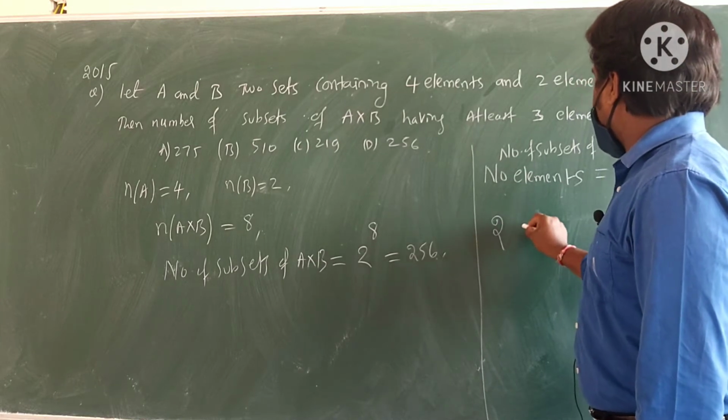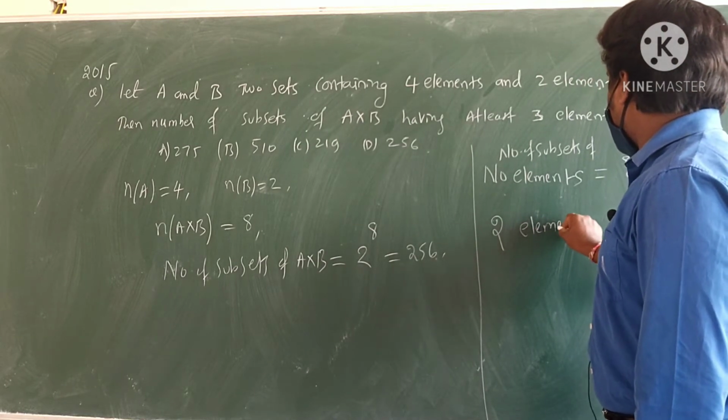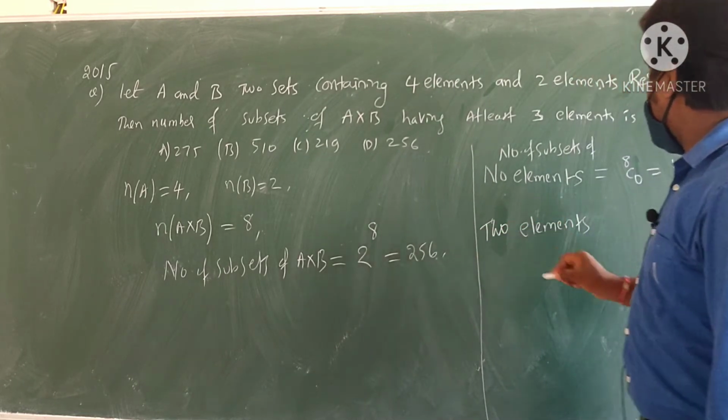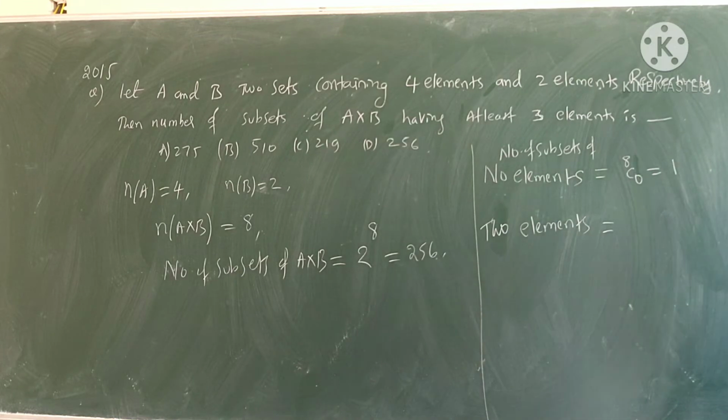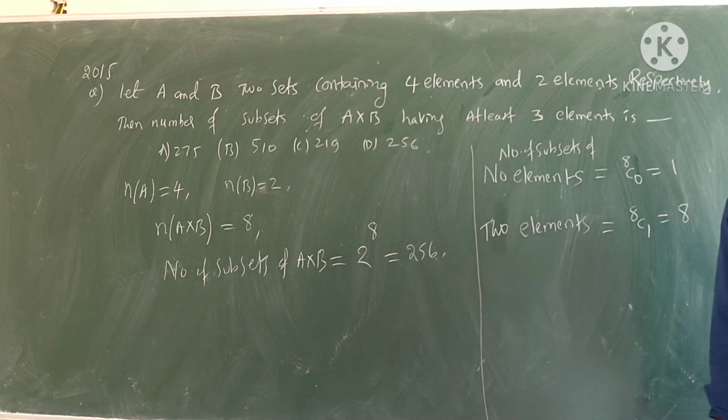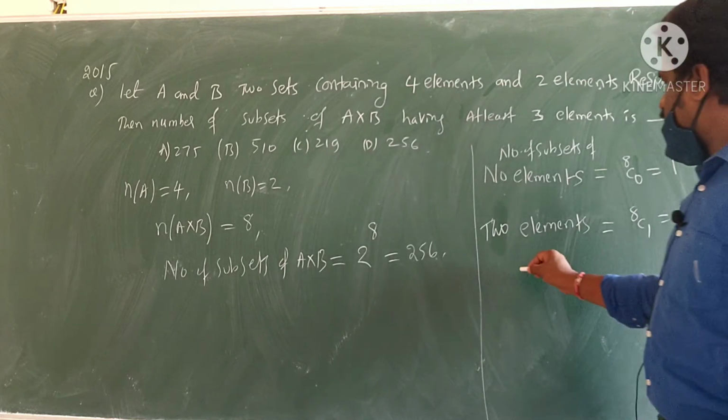Now the number of subsets with 1 element. How many will you get? 8C1. 8C1 you will get. So 8C1 is how much? 8.